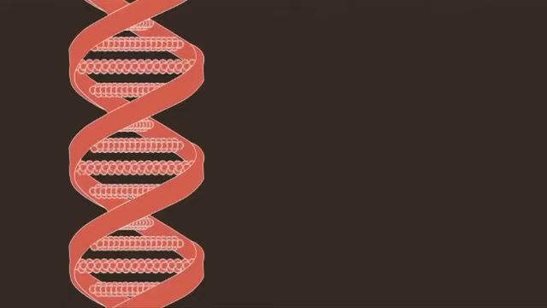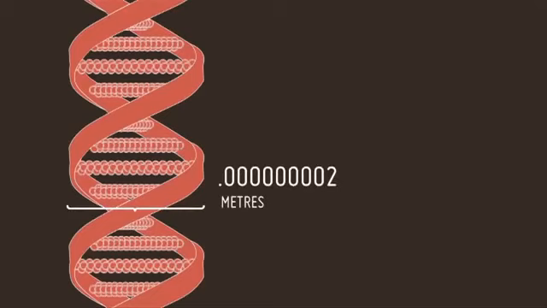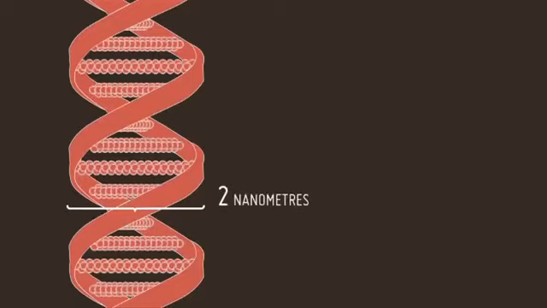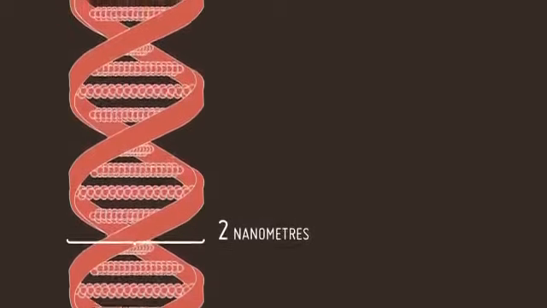And so we go down to DNA, our molecular blueprints. DNA is 2 billionths of a meter in diameter, or more conveniently, 2 nanometers, the units that we use to measure the building blocks of everything. Welcome to the nanoscale.